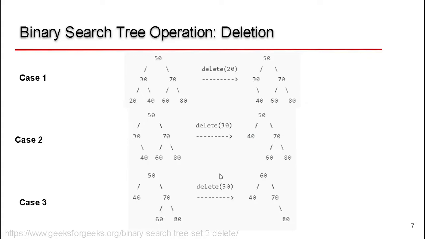So we bring 60 and put it here, and the tree will be like this. 60 will be removed from its place, 50 will be deleted and replaced by 60. So it will be something like this. But I want to draw your attention.